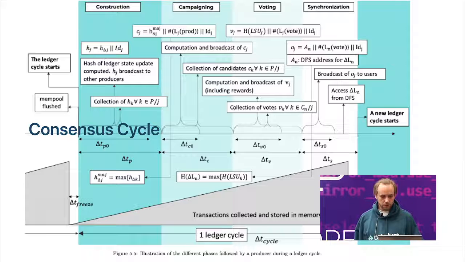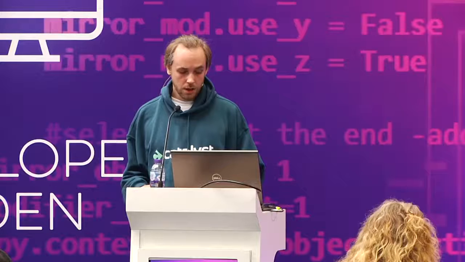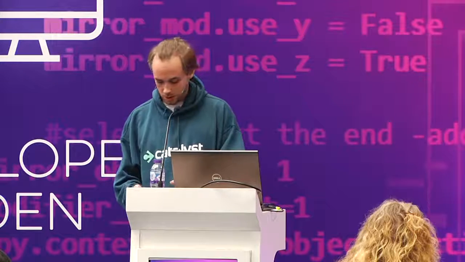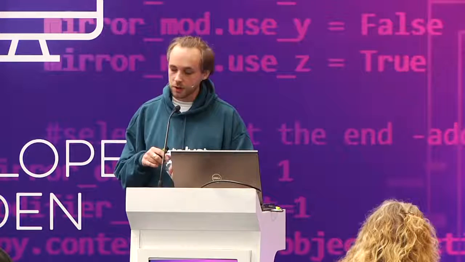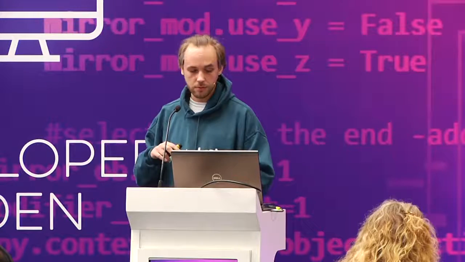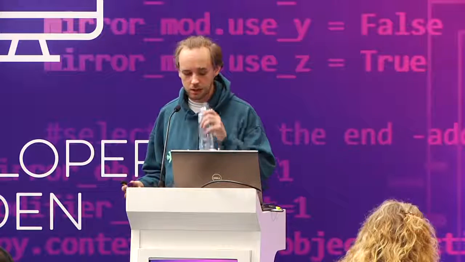These are all the phases that we've just gone through again. The construction phase: a state update being computed and broadcast to all the other producers. The campaigning phase: the nodes voting amongst themselves in that producer pool on what they say is the next state update. And the synchronization phase: broadcasting that state update to the rest of the network and then building up their new state for that cycle. So that's the high level of the consensus algorithm behind what is a probabilistic BFT.